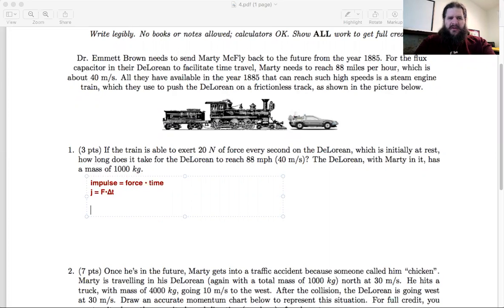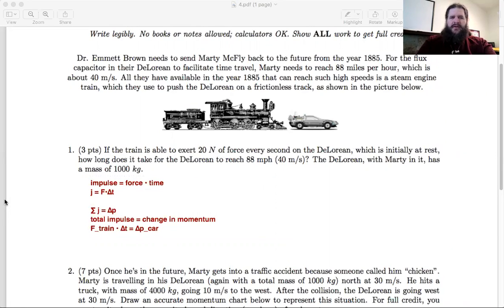And the idea is that the total impulse, the sum of all the impulses acting on the object, equals the change in momentum of the object. So if we can find, in this case, I guess there's only one impulse. The train is exerting a force on the car for some unknown amount of time. And so the total impulse will just be the impulse of the train. So that'll be force applied by the train times the amount of time it lasts. So force from the train times some unknown amount of time equals the change in momentum of the car.